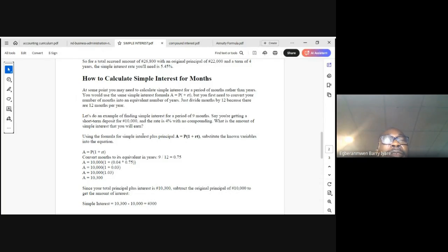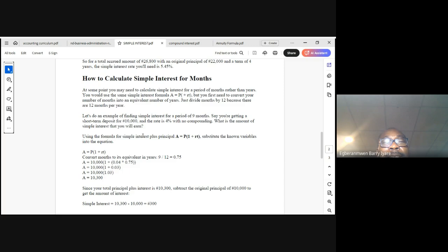At some point, you may need to calculate simple interest for a period of months rather than years. What do we do? You will use the same simple interest formula, but you first need to convert your number of months into an equivalent number of years. How do you convert it to years? You divide by 12 because there are 12 months per year. So you divide the months given by 12.